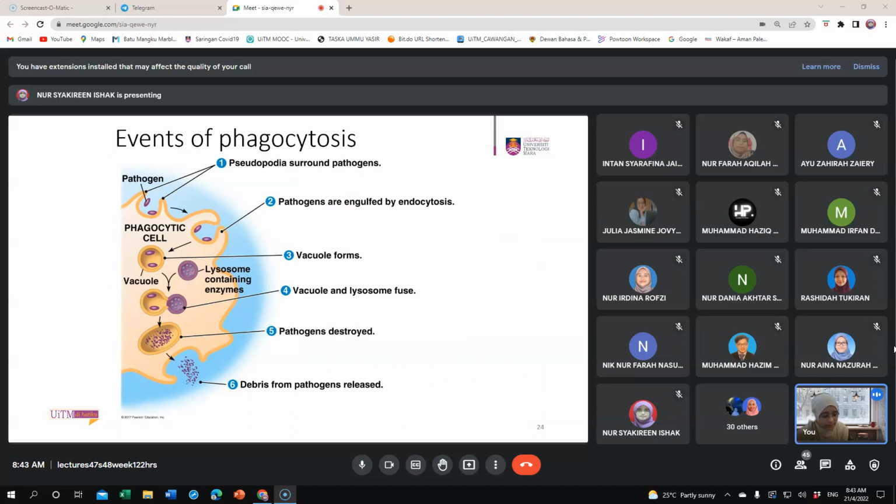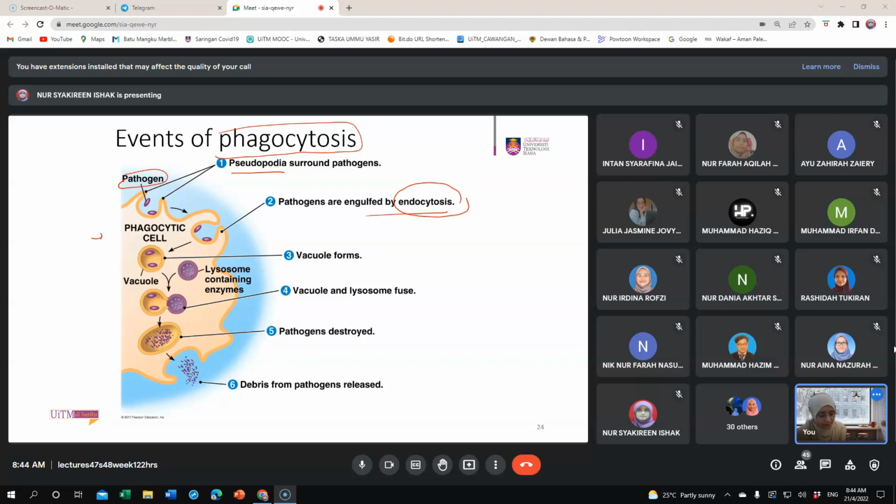As you can see from this diagram, you have the pathogen outside, for example in your body fluid. Then a phagocytic cell, macrophage or neutrophil or eosinophil, comes and engulfs it by forming pseudopodia first. Pseudopodia are cell extensions that surround the pathogen, and then the pathogen is engulfed by the process of endocytosis. Endocytosis is one of the mechanisms of phagocytosis, the internalization.